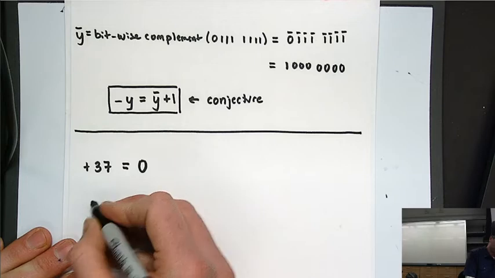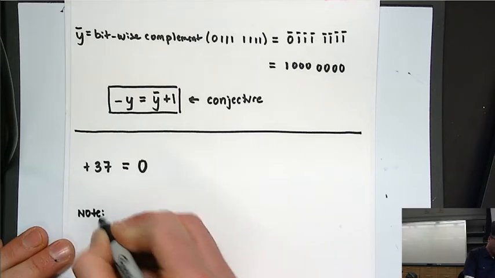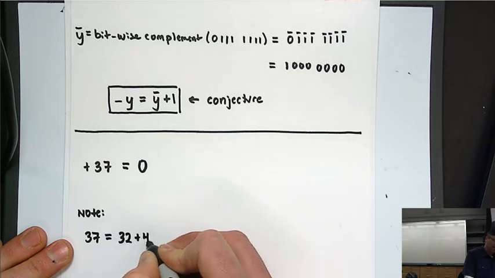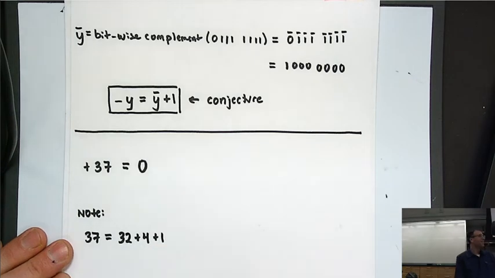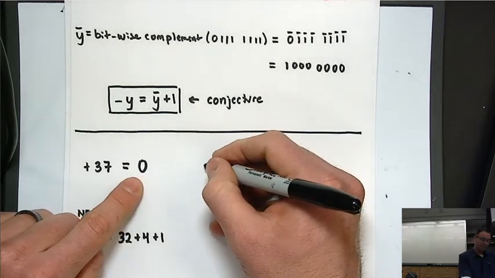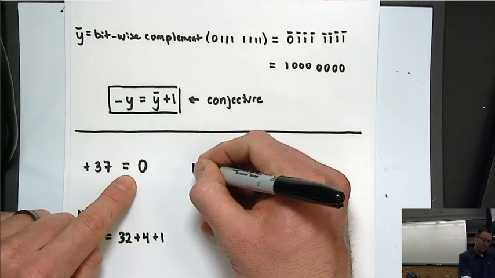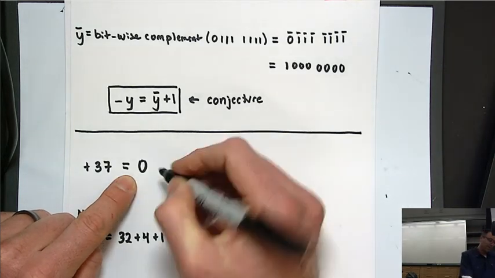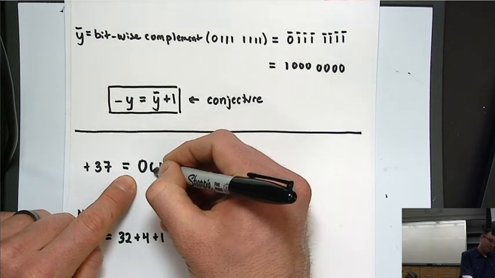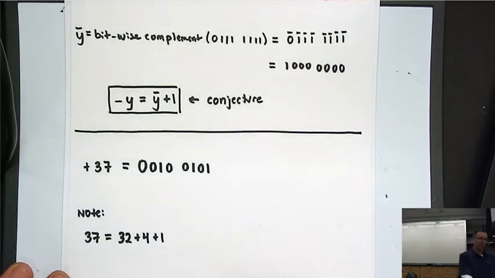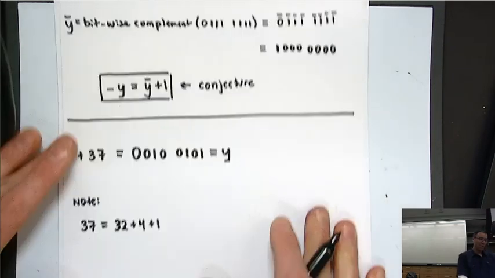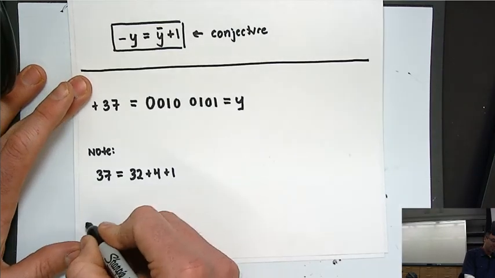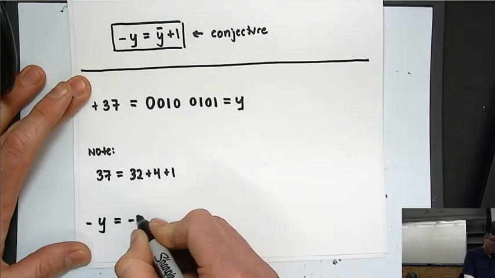I kind of like the way you were thinking about that. So let's do a little note here. 37 is 32 plus 4 plus 1. I would probably construct it from the least to the most: 0, 1, 2, 3, 4, 5, 6. Okay, we'll call that y. What does that immediately mean for negative y? Well, that would be negative 37.